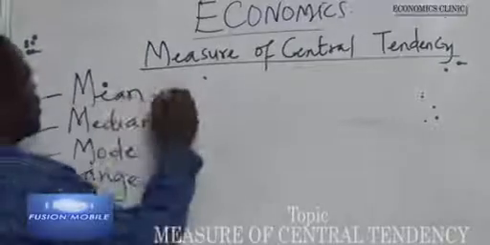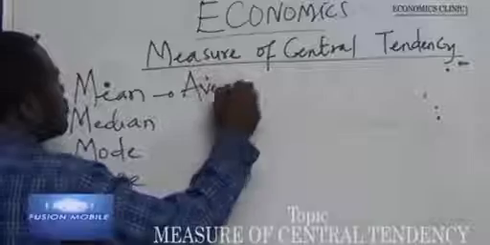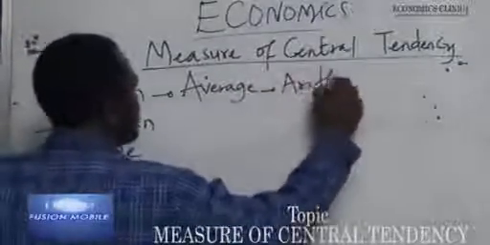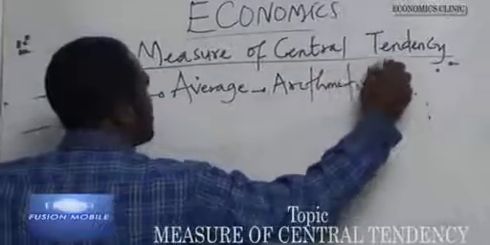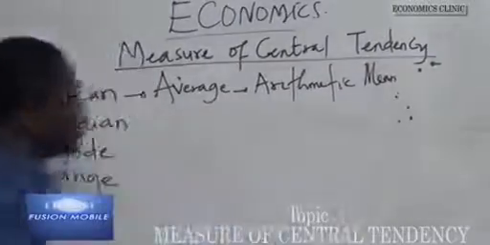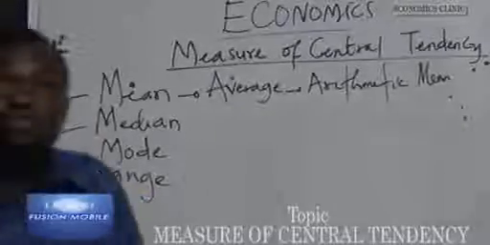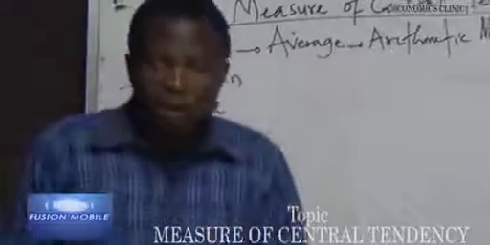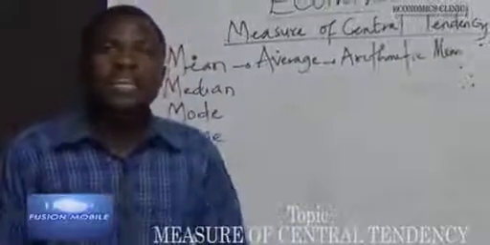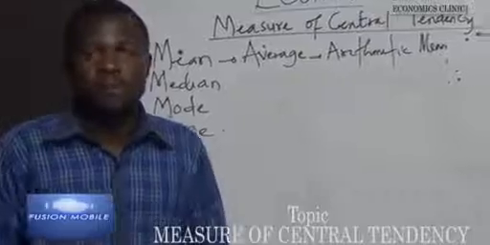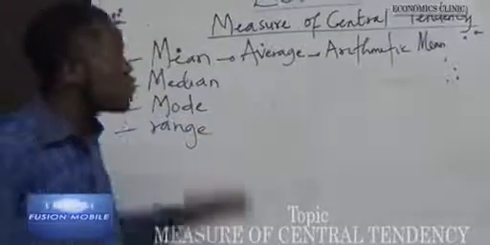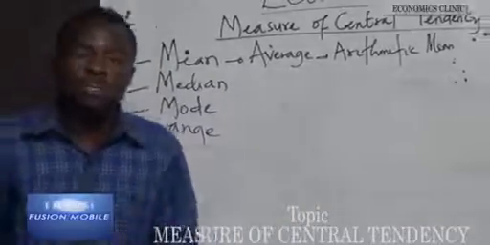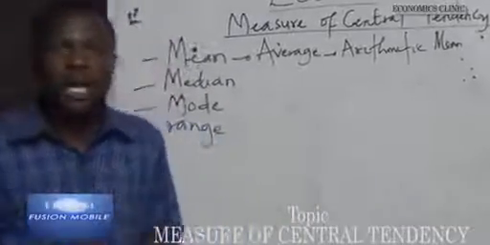Now, mean can also be referred to as average, or some people refer to it as arithmetic mean. Now, what is mean? Mean is the summation of a given series divided by the number of times they appear. Some people refer to it as the addition of all the values given in the distribution divided by the number of times they appear.